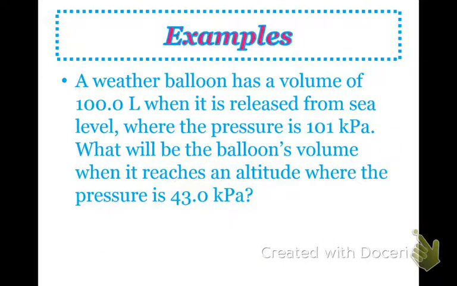Here's an example. A weather balloon has a volume of 100 liters when it's released from sea level, where the pressure is 101 kilopascals. What will be the balloon's volume when it reaches an altitude where the pressure is 43 kilopascals? Okay, so we already know that our equation is P1V1 equals P2V2.